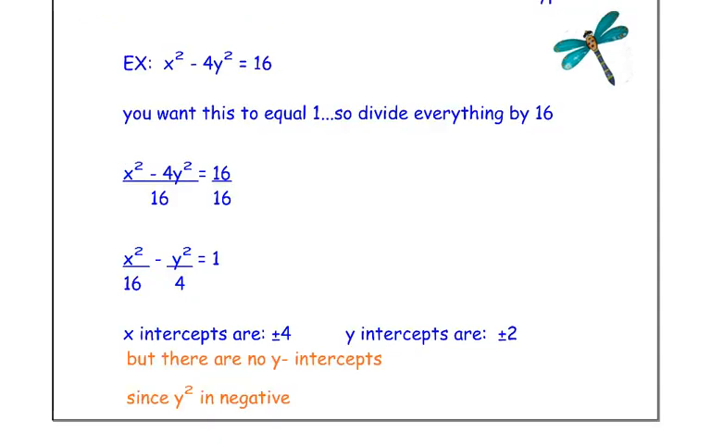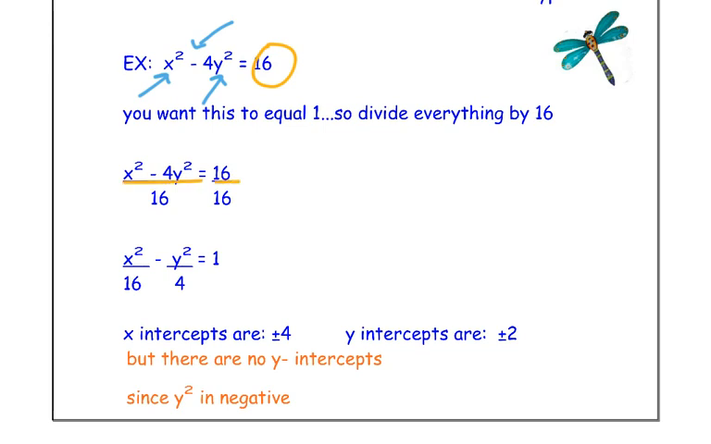Okay, so let's look at an example. X squared minus 4y squared equals 16. We have an x squared and we have a y squared and we have a minus. So we know this is going to be a hyperbola. We're going to do the same thing with this that we did with the ellipses, and we're going to try to get everything to equal 1 over here. So that means we're going to divide everything by 16.